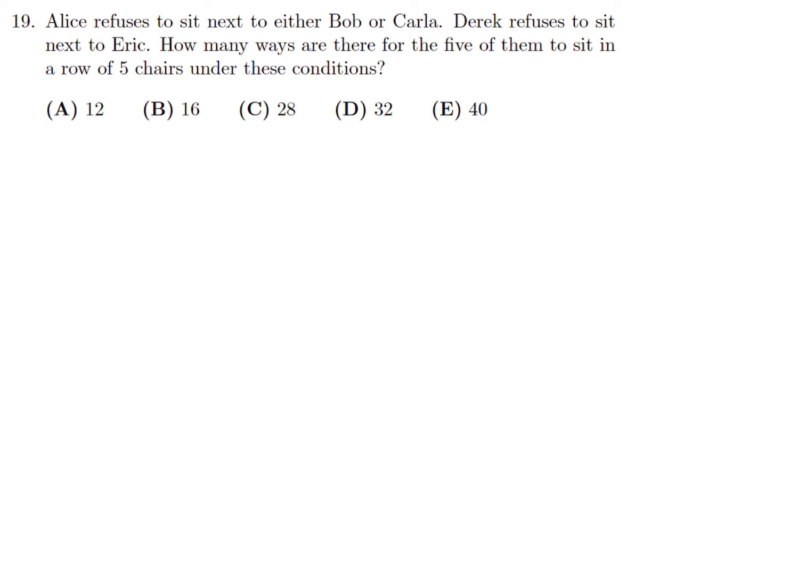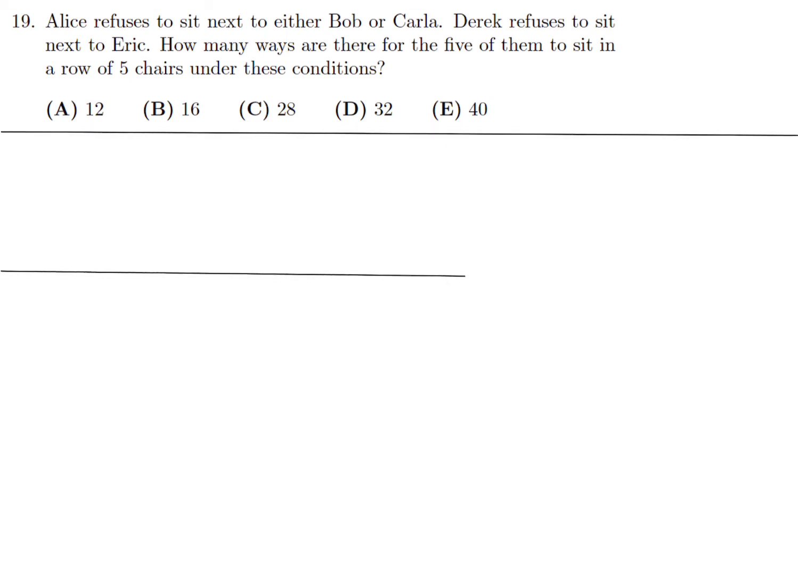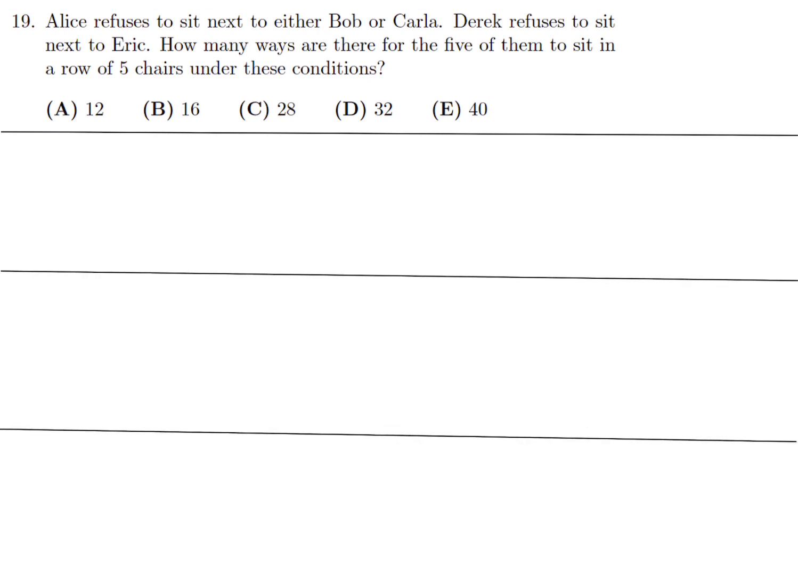Alice refuses to sit next to either Bob or Carla. Derek refuses to sit next to Eric. How many ways are there for the 5 of them to sit in a row of 5 chairs under these conditions? There's a few ways of doing this question, and there's a long way, there's a short way, and I'll do it in a way that I think is relatively short. And of course, that is the method that is preferred on a math contest, since you're limited for time.